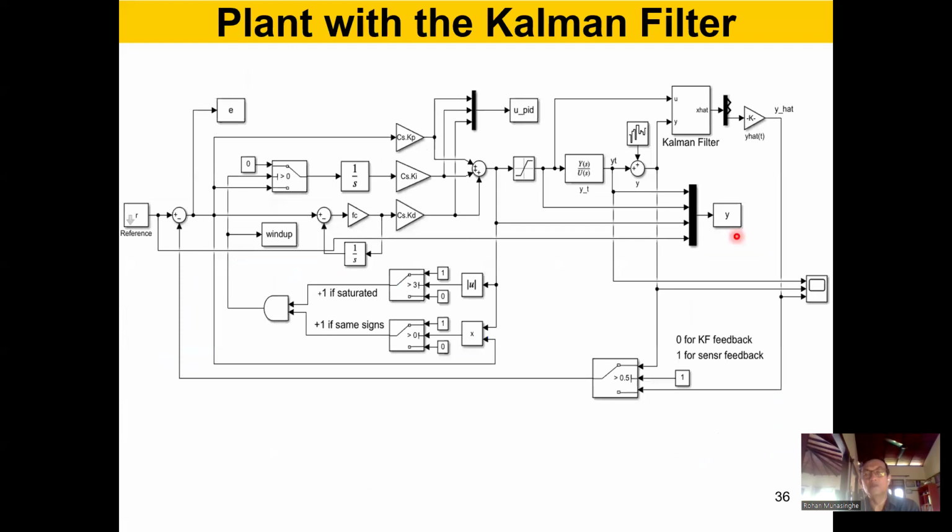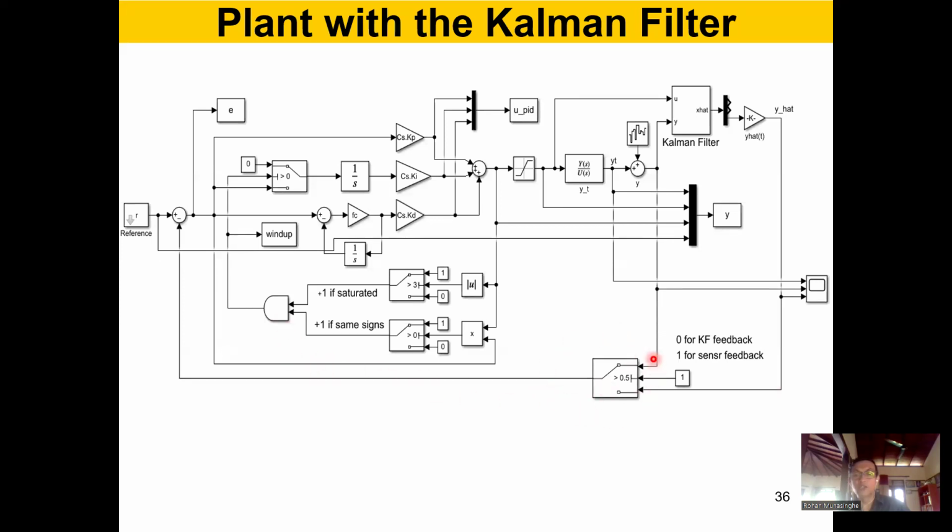Is everything clear up to now? Now here you can see the plant with the Kalman filter, right? Same plant. Now you are familiar with the plant, PID controller, anti-wind up, everything is there. And now we have the Kalman filter over here. So we have connected the sensor output and control signal to the Kalman filter, and we get the output of the Kalman filter, and this is y hat, the estimate or the response, and we feed back that to the plant.